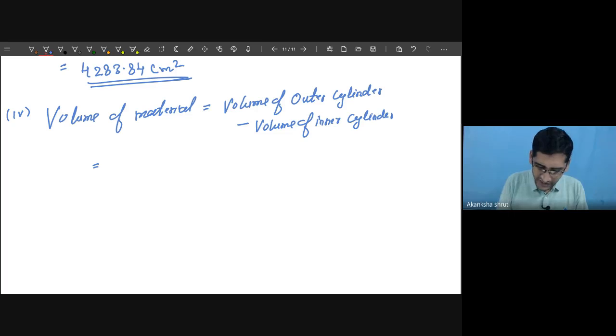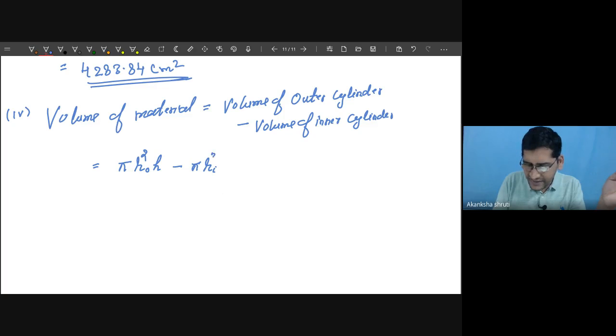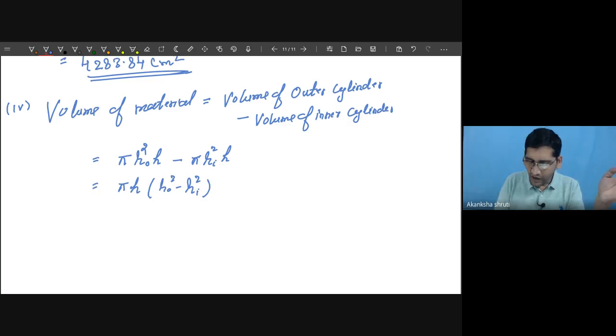So let us calculate. For the outer cylinder, the height of the outer and inner cylinder remains the same. So pi R out square and the height h have to be taken. For the inner cylinder, the radius becomes Ri, but the height remains the same. So we need to take the same height. Take the pi and h outside, it becomes R out square minus Ri square. Okay, students?